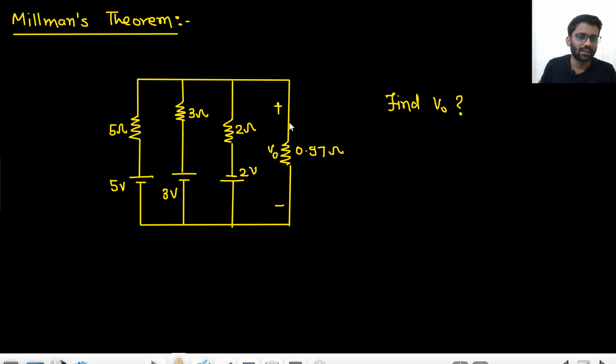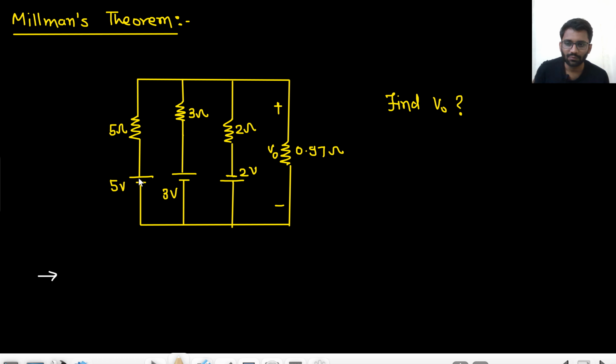You can apply nodal analysis. V naught plus 2 by 2 plus V naught by 0.97 plus V naught minus 3 by 3 plus V naught minus 5 by 5, and then you will get the value of V naught. This you can do. And also what you can do, you can convert this voltage source into current source. Okay, so this is a simple problem, but in some complex problems it will be helpful for us if we convert the voltage source into current source.